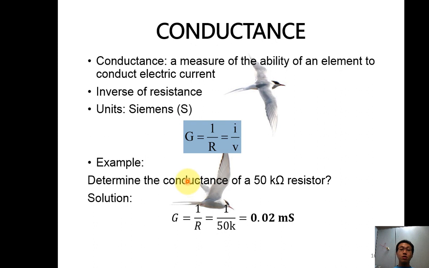So for example, determine the conductance of a 50 kilo ohm resistor. Solution: G equals 1 over R, whereby 1 over 50K becomes 0.02 millisiemens.